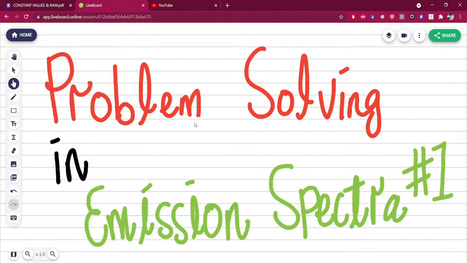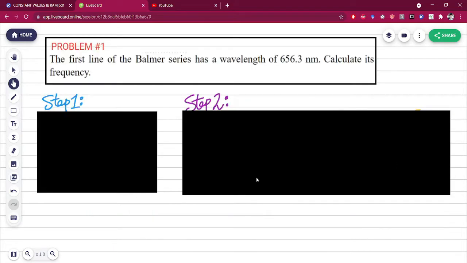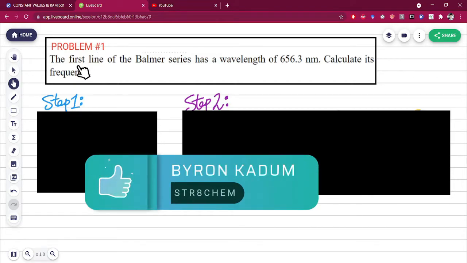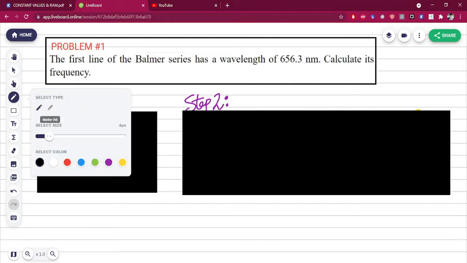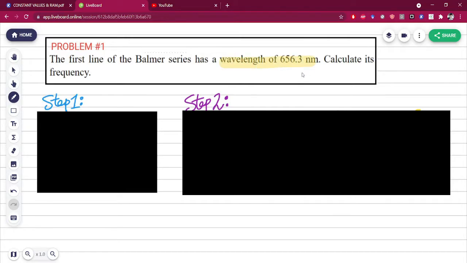Now we're going to look at some problem solving in Emission Spectra, part 1. We're going to start by talking about problem number 1. It says that the first line of the Balmer series has a wavelength of 656.3 nanometer. Calculate its frequency. So you are given the wavelength, and you need to find the frequency.